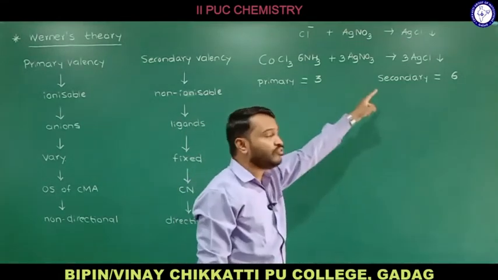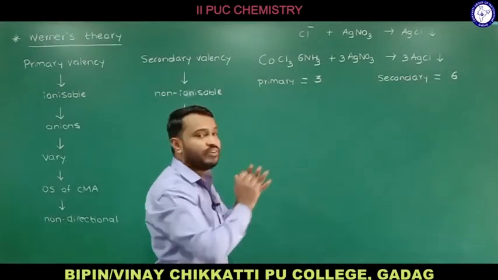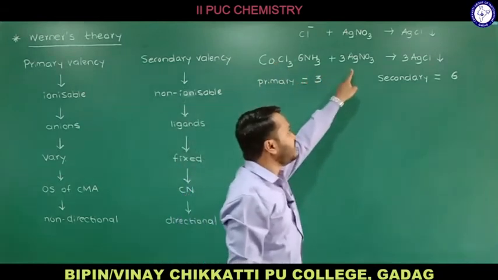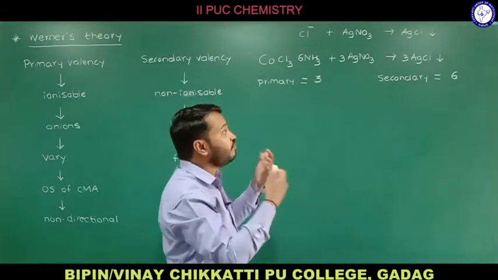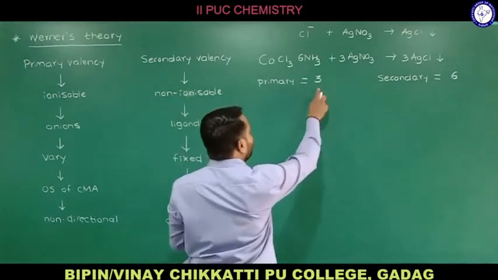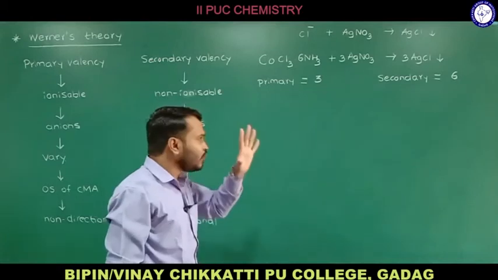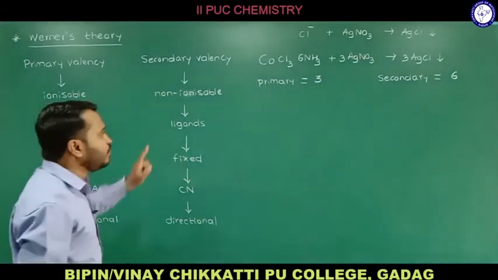So 3 moles of AgCl is experimental data. You cannot guess how many moles of the product we get. But according to Werner, when he took this compound and reacted it with excess AgNO3, he got 3 moles of AgCl. Based on that, he said the primary valency of cobalt is 3 and the secondary valency of cobalt is 6. One more postulate to observe here: primary valencies are balanced by anions and secondary valencies are balanced by ligands.